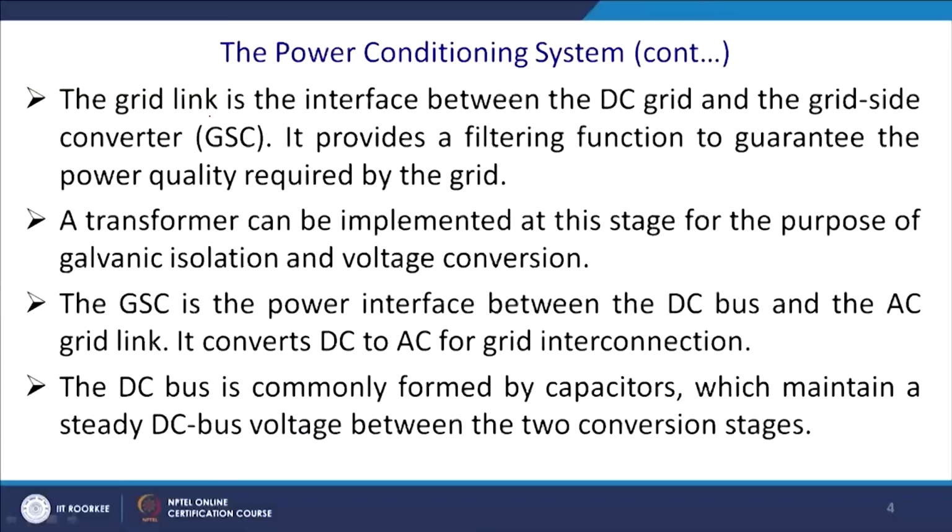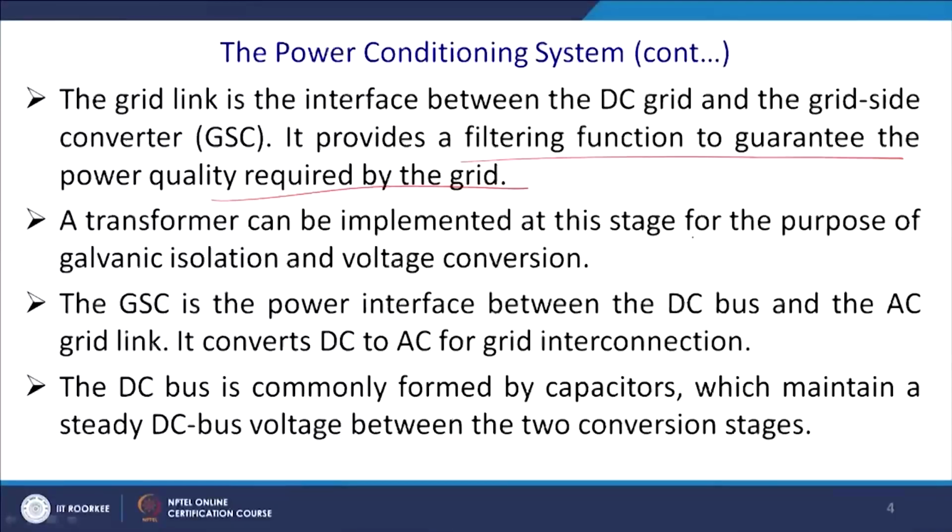For this reason, what we are saying is that the grid link is the interface between the DC grid and the grid side converter, and it provides the filtering function to guarantee the power quality as required by the grid code. Whatever the grid code is, it will be specified by the particular state or law, so you have to follow that.